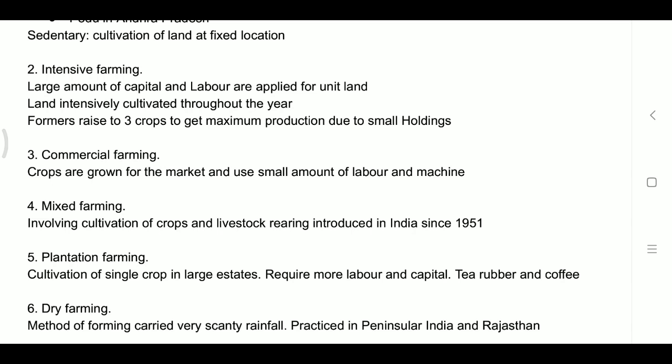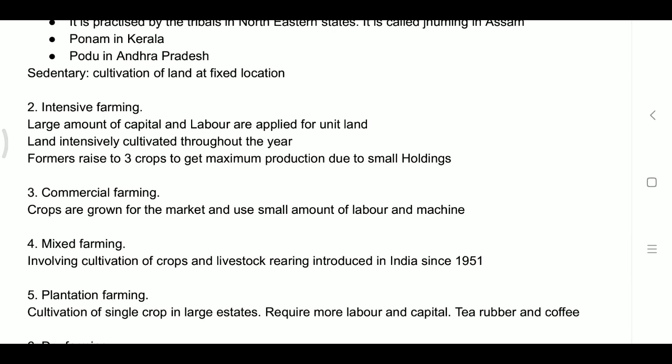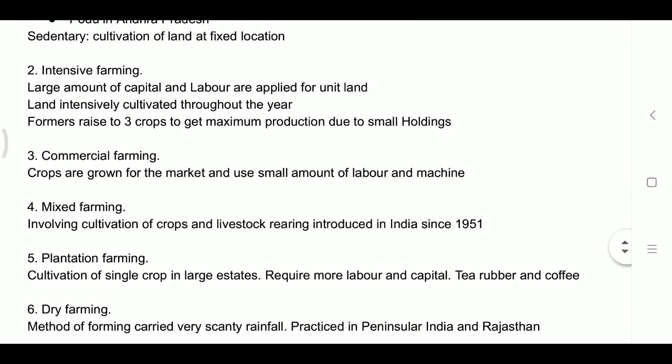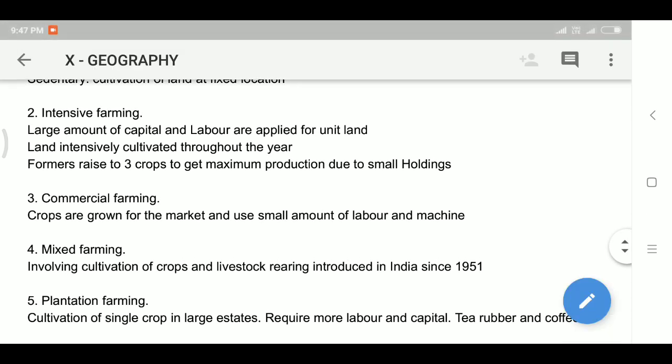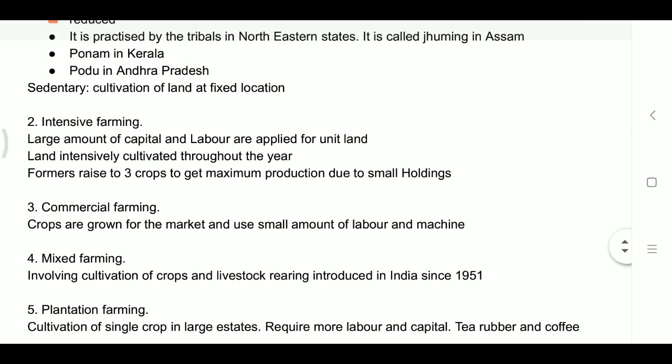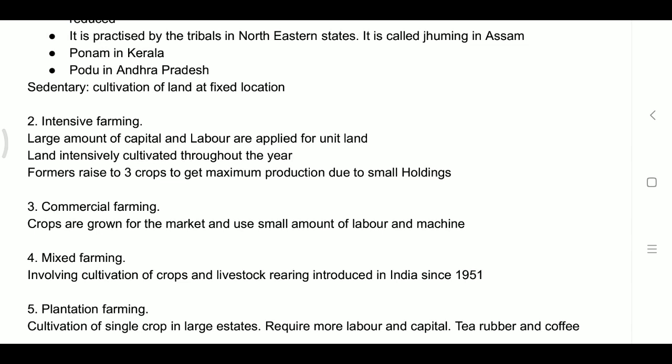Intensive farming. Here a particular land is intensively cultivated. A large amount of capital and labor is applied, and the land is cultivated throughout the year with many crops. Three to four crops are usually raised by the farmers to get maximum production. That is what we call intensive farming. Where there is less availability of cultivable land, and where there is a high density of population, there is intensive farming.